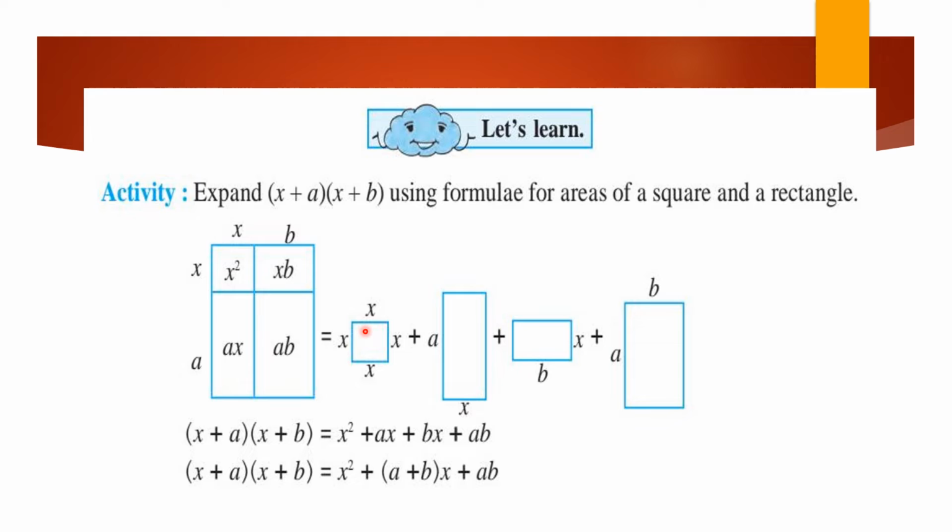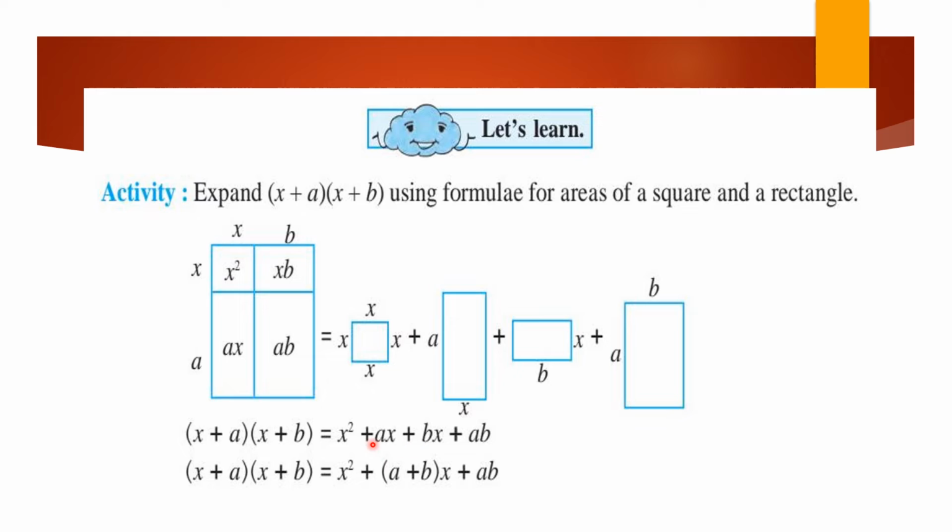Now, the formula to find the area of the square is side square. Therefore, the area of the square is x². Area of this rectangle is ax. Area of this rectangle is bx. And area of this rectangle is ab. By adding these four areas, we can get the area of this largest rectangle. Therefore, we add these four areas.